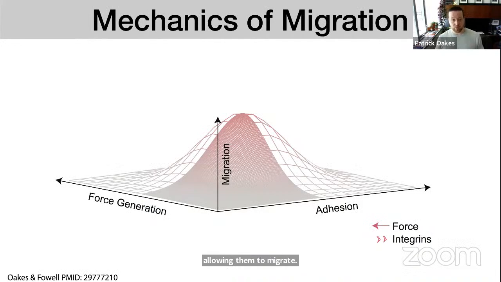Okay, so if we think about what the mechanics of migration actually mean, right? I like to think about it in terms of this phase space, and there's some combination of force generation and adhesion that you need to move.